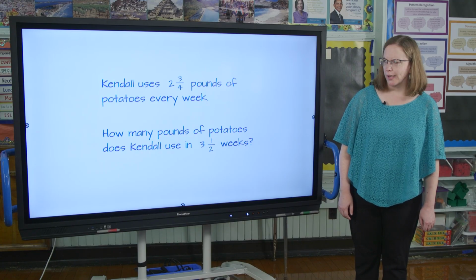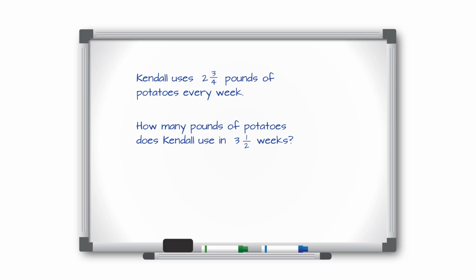Let's read the problem you're working on. Kendall uses 2 3/4 pounds of potatoes every week. How many pounds of potatoes does Kendall use in 3.5 weeks?